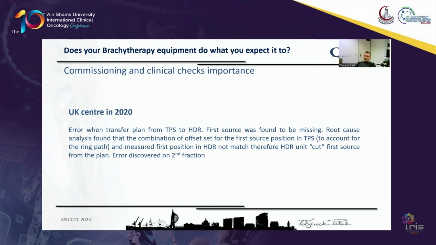What happened was that during the treatment, a combination of this offset for the first source position in the treatment planning software and the measured first position in the HDR unit did not match. Therefore, the HDR unit decided to cut the first source from the plan. So the error was actually discovered in the second fraction, and the plan was compensated for that. So fortunately, the patient did not suffer mistreatment. But for 2 fractions, there was basically a completely different plan in the treatment planning software from the plan being delivered on the treatment unit.